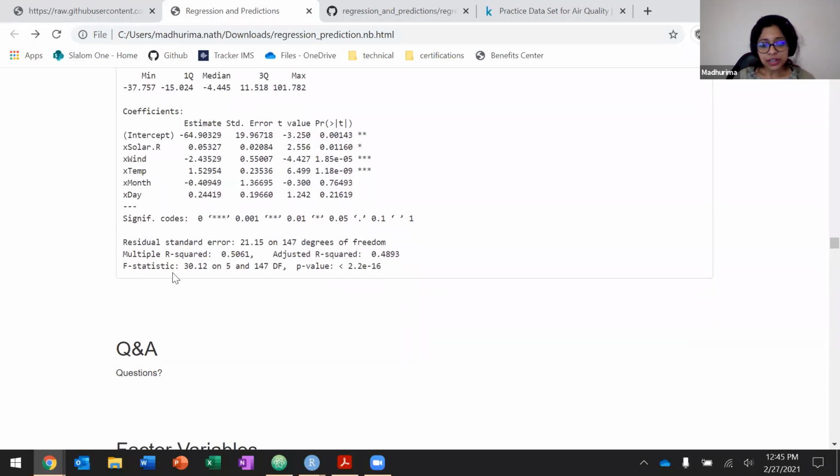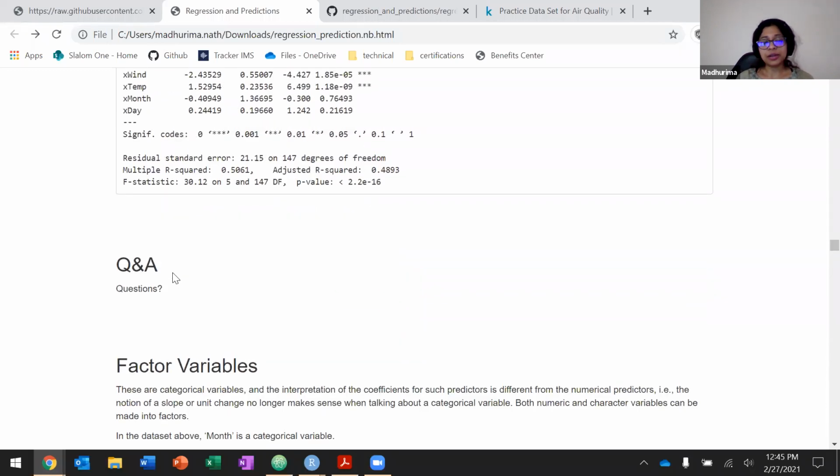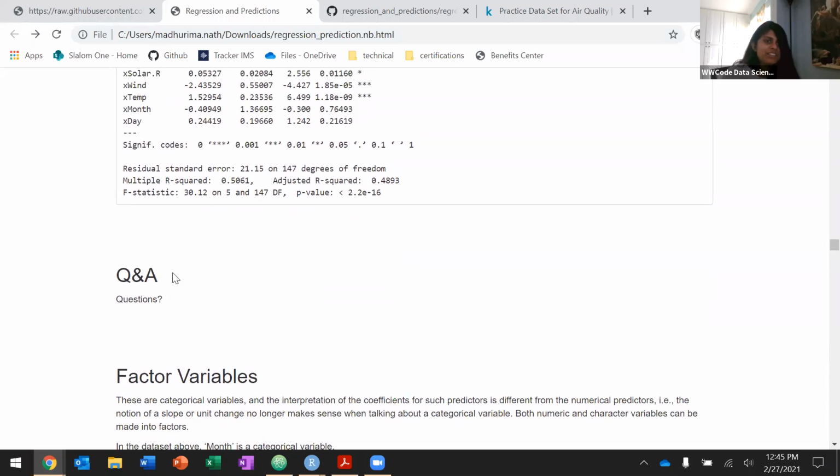So I'll pause here for any Q&A, any questions that you have. I'll hand it over to Sneha for questions. Thank you, Madhurima. That is a wonderful presentation. Thank you for taking us through linear regression and multiple regression so far. We do have some interesting questions that I thought you would be good to answer. Sorry about that. I'll try my best.